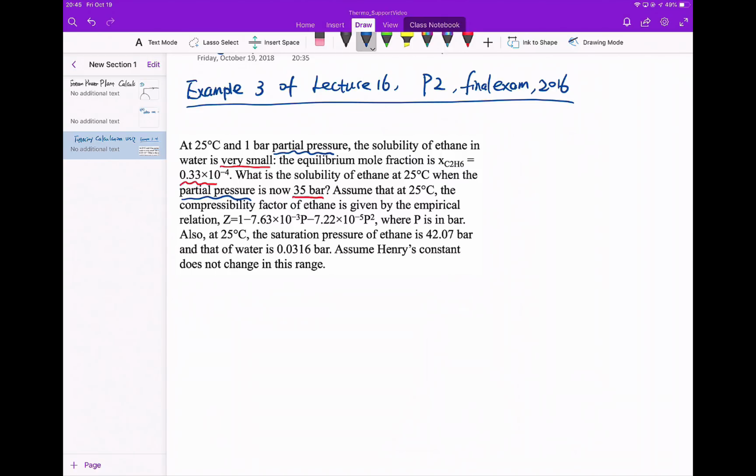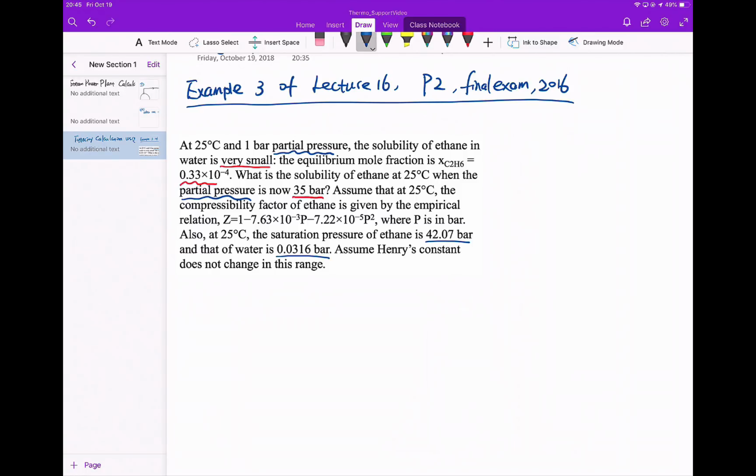Also at 25 degrees C, the saturation pressure of ethane is 42.07 bar, and that of water is 0.0316 bar. What is that implying? The saturation pressure of ethane is 40 some bar, and the water is 0.03 bar. Looks like the saturation pressure of water is extremely low. So we could somehow treat the vapor phase as if it's purely coming from ethane.